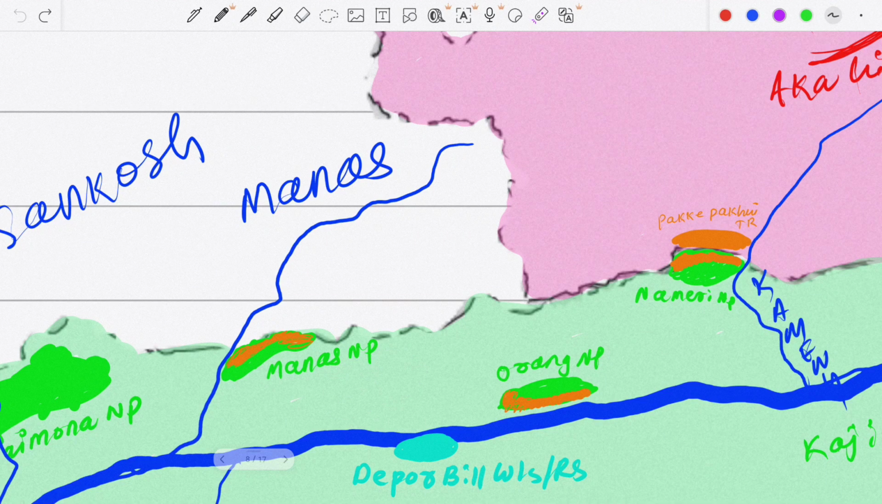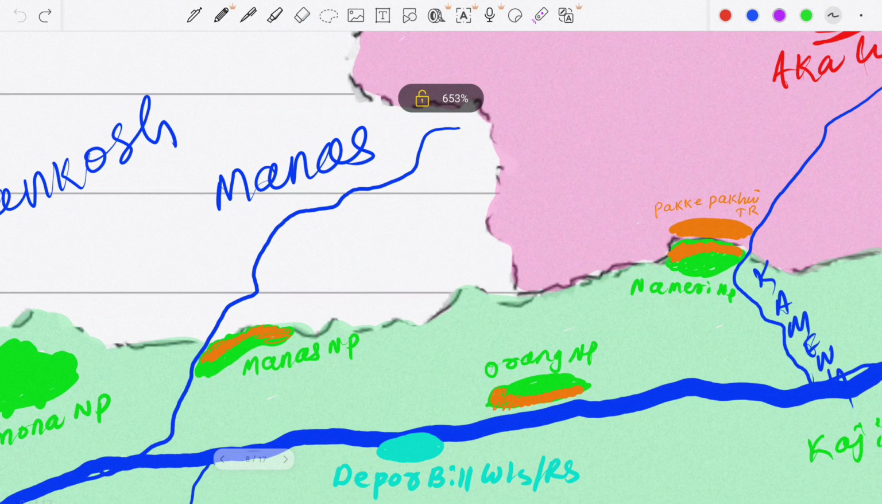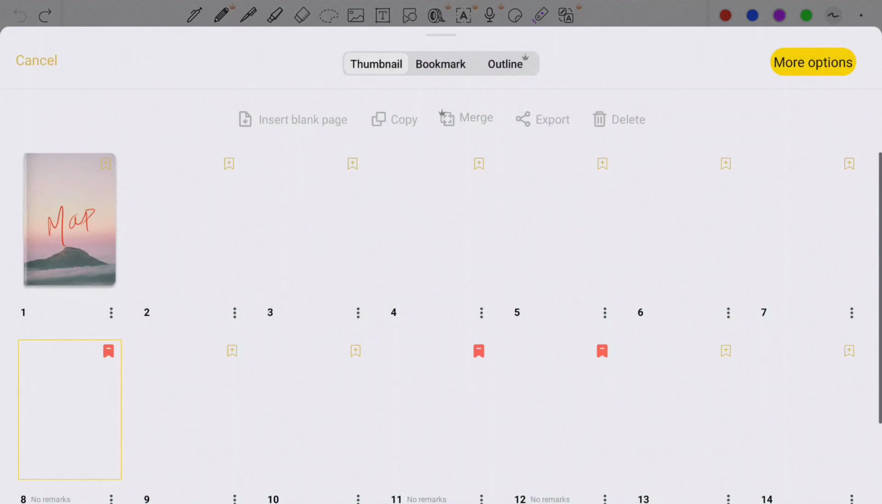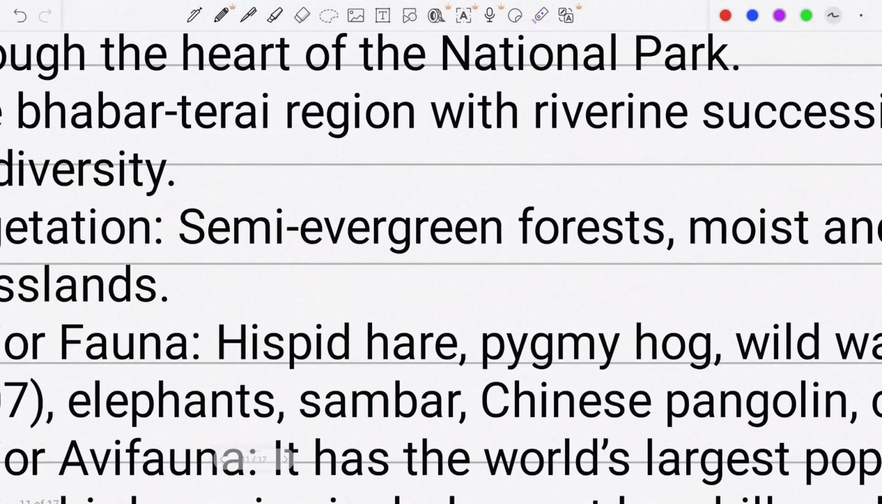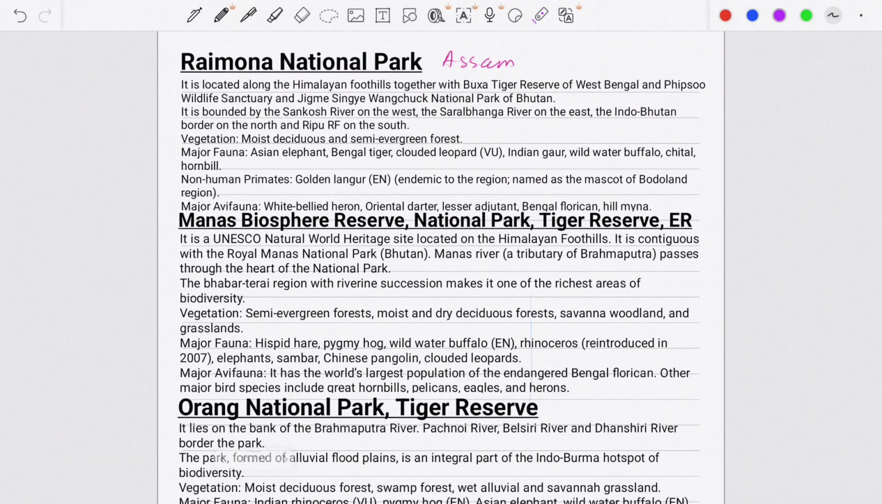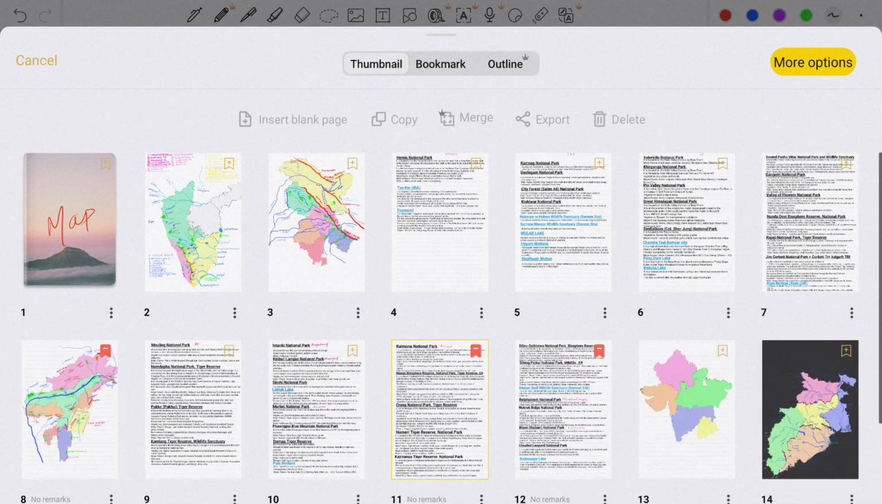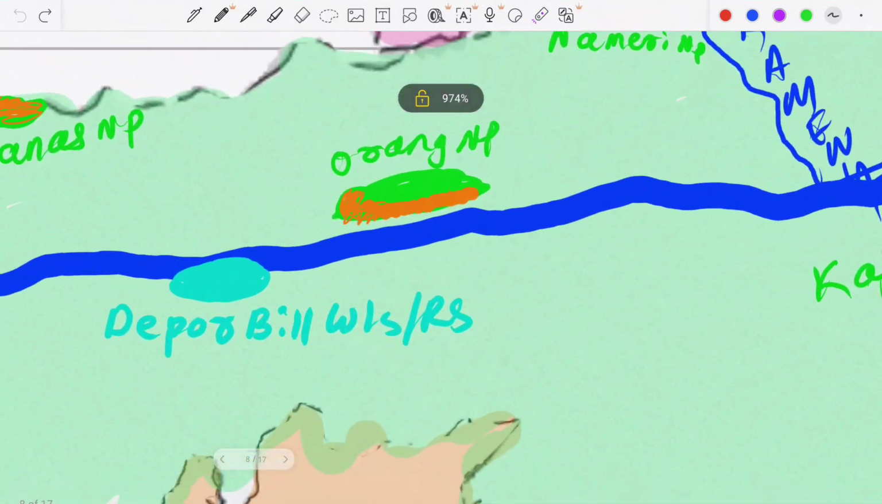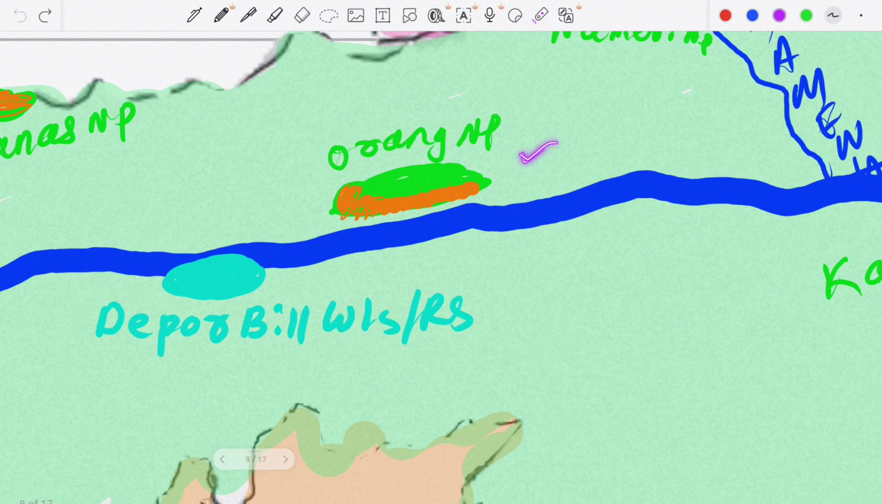Clear? Now, like the previous national park, I have mentioned a lot of detail in the PDF. You can refer to it. Okay, so we should go to the next national park, which is Orang National Park and Tiger Reserve.